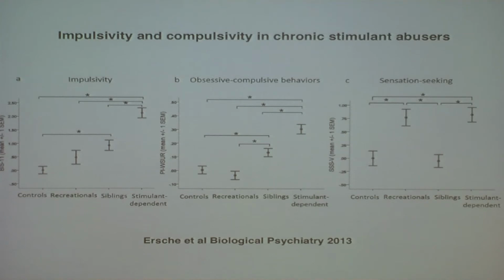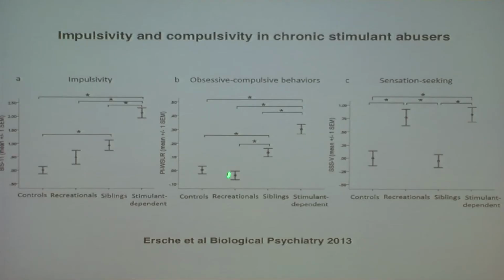This may relate to the high degree of individual differences that we find in subjects proceeding to stimulant drug addiction. And you'll note that sensation seeking doesn't act as a phenotype, except in the recreationals it's extremely high, as in stimulant-dependent individuals. So we see a difference between impulsivity and sensation-seeking.